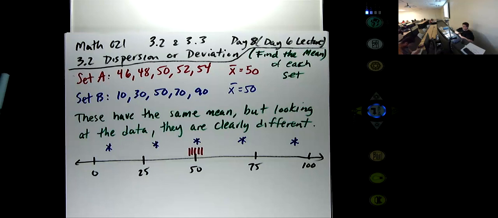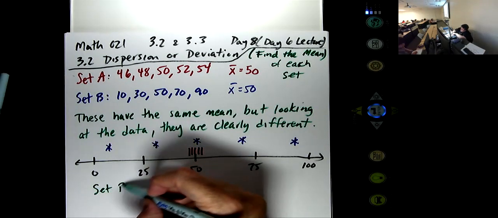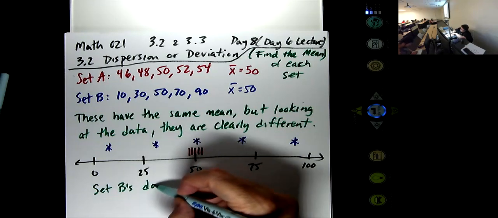The red ones, the red data set, set A, the data is all clustered together. It's not spread out at all. And set B is spread out a lot more. Set B's data is spread out a lot more.